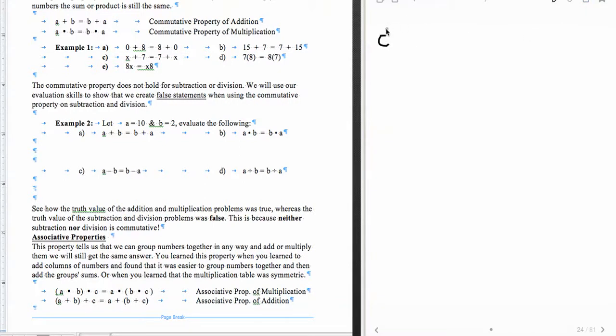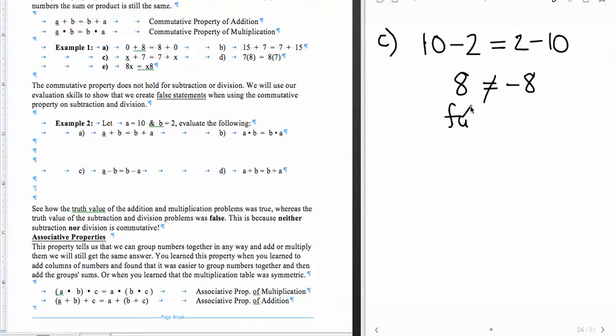Now in part C, we're going to see a counterexample for subtraction. So we have A, which is 10, minus B, which is 2, and that equaling, and it's really a question mark there, B, which is 2, minus A, which is 10. 10 minus 2 is 8, but 2 minus 10 is a negative 8. And you see those don't equal. This is a false statement. And so what we're showing here is that subtraction is not commutative.